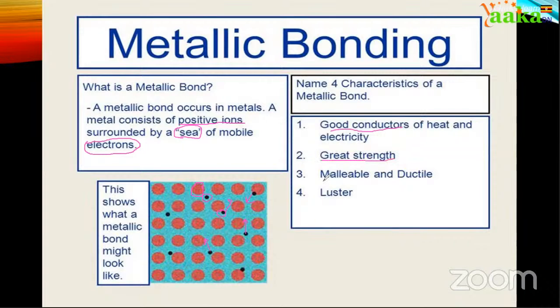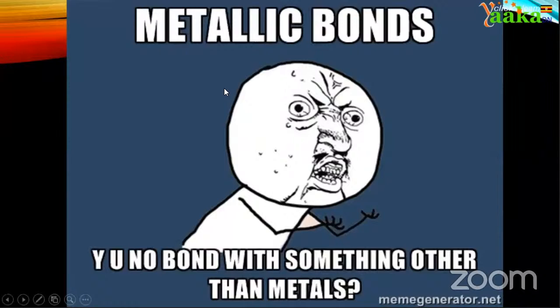They have great strength, they are malleable and ductile, and they have luster. Okay. So that's the metallic bond right there. And here is this angry guy asking himself, metallic bonds, why do you only bond with metals? What is going on with you guys, the metals? So the metallic bond, again, occurs in only metals.